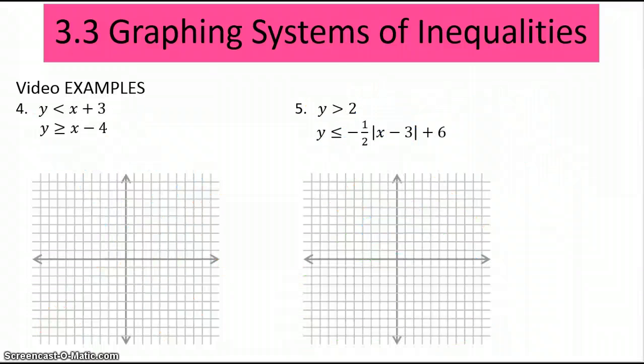So now here are 2 problems for you to do on your own. Number 4, you'll notice, is a line and a line. Number 5 will be a line and an absolute value, and then you want to make sure that you shade in the overlap to those. And we'll go over these tomorrow.